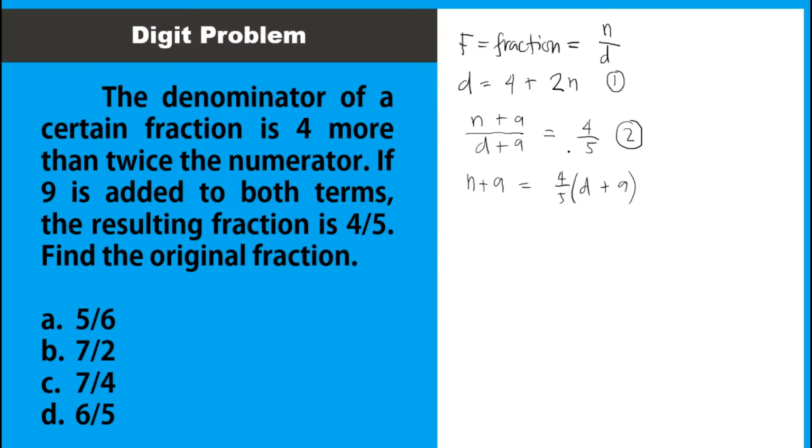So you can substitute here the first equation, d is equal to 4 plus 2n. So n plus 9 equals 4/5 times the quantity 4 plus 2n, plus 9. You have n plus 9 is equal to 4/5 times the quantity 2n plus 9 plus 4, that is 13.